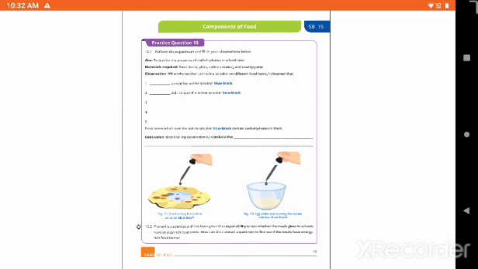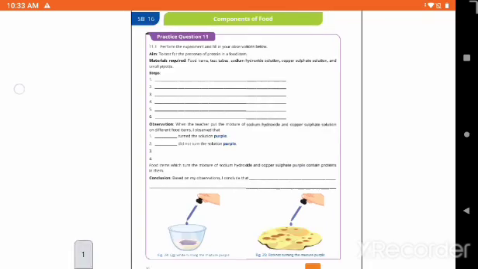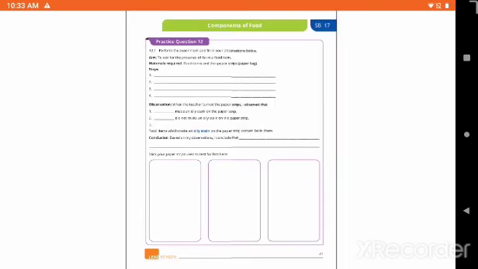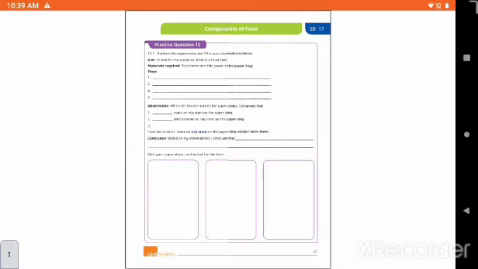SB 15 practice question 10. SB 16 practice question 11. And last is SB 17. So we have done all these practice questions. So students, complete the practice question SB 14, SB 15, SB 16 and SB 17. This is your homework. Whatever I taught you today, you have to revise.